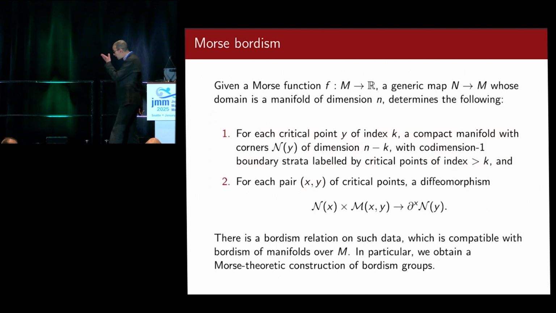So let me remind you what bordism is. Again, I have a manifold M, and I told you bordism is generated by manifolds mapping to M, which are compact. So N is the manifold that maps to M, and maybe I said compact. So bordism in degree n is generated by manifolds of dimension n. Okay? Now, say that the target has a Morse function.